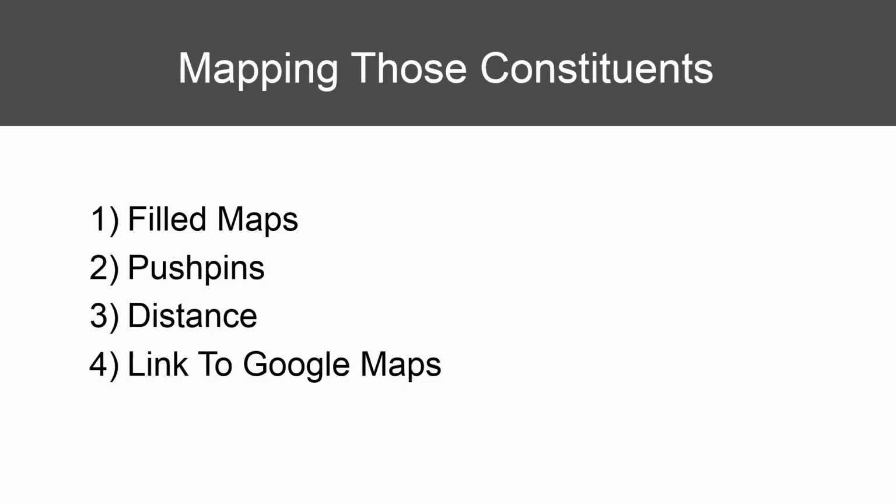So today specifically we're going to be looking at two, maybe three things. We're going to start out by looking at field maps, and we'll talk about what that means. Then we'll look at push pins, which are like little locator things on a map. We'll talk about distance and different ways to look at and calculate distance, and then also how you can embed or link to Google Maps within your visualization.